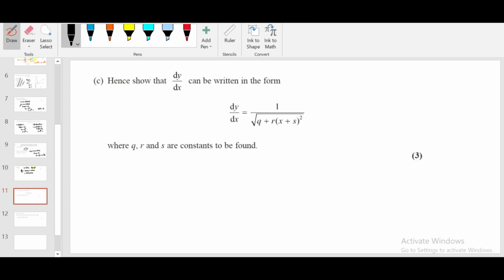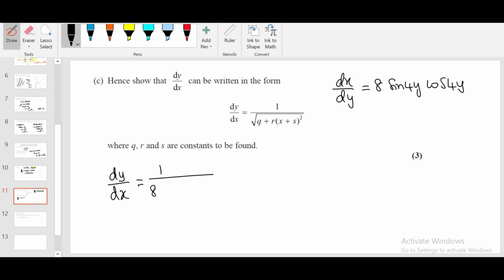We got dx by dy in the previous part. dx by dy was 8 sine 4y cos 4y. They want you to find dy by dx in this format. So dy by dx is, you just need to flip both sides. You will get 1 over 8 sine 4y cos 4y.